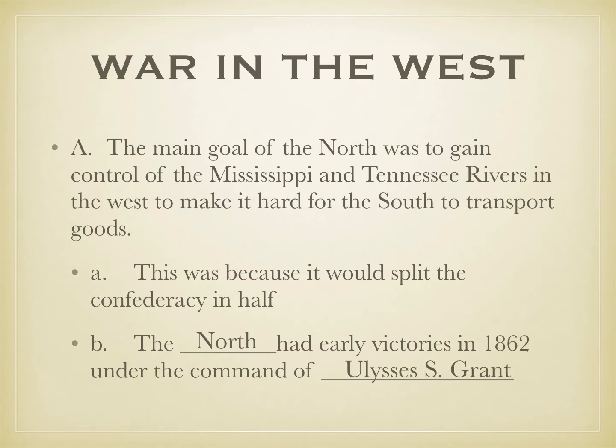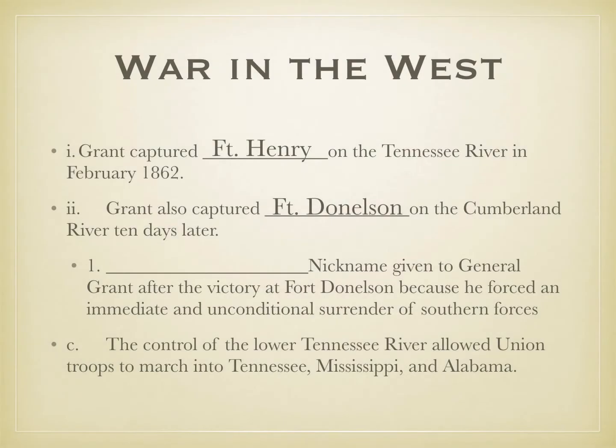And hopefully that name is familiar to you because you know that Ulysses S. Grant goes on to become a U.S. president. All right, so let's talk about some early successes that Grant has in the West. He captures Fort Henry on the Tennessee River, and he also captures Fort Donelson on the Cumberland River 10 days later. So Fort Henry, Fort Donelson, two Union victories, both under Grant.